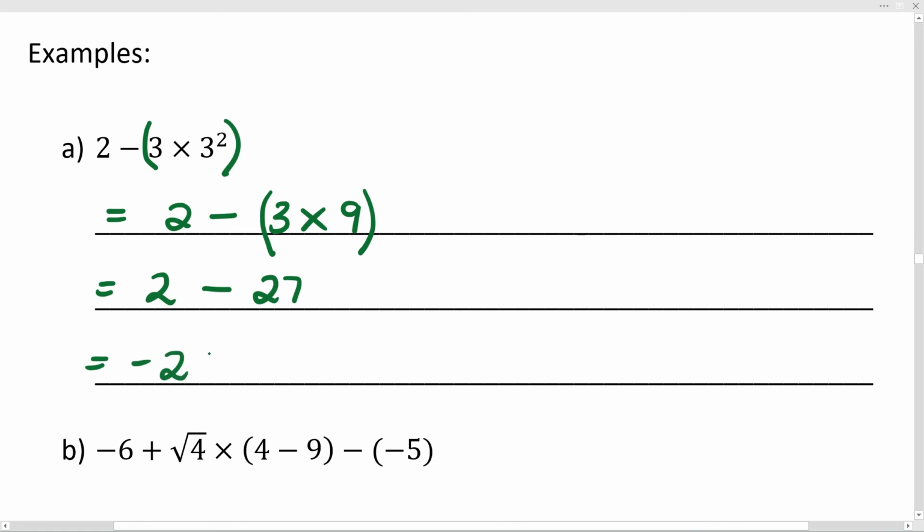Okay, but I just want to explain why I dropped the brackets, because what I did is I got an answer for my bracket, so there's no need to go and have brackets there by the 27.